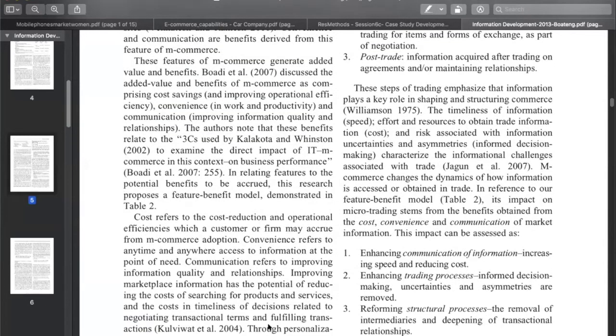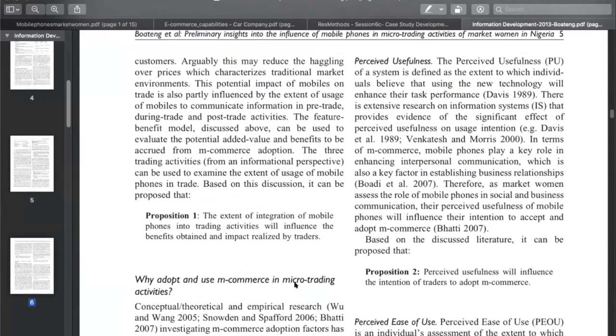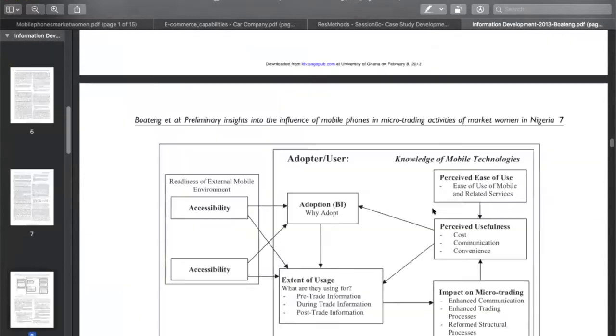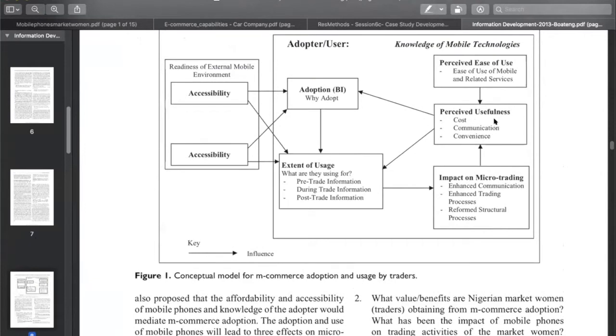Okay, so after explaining these things, when I went on to discuss perceived usefulness, I was referring to the usefulness of the phone. So I was referring to the three C's. If you look at my particular model, perceived usefulness was going to be measured by looking at the cost savings, the perceived communication benefits and the perceived convenience benefits.